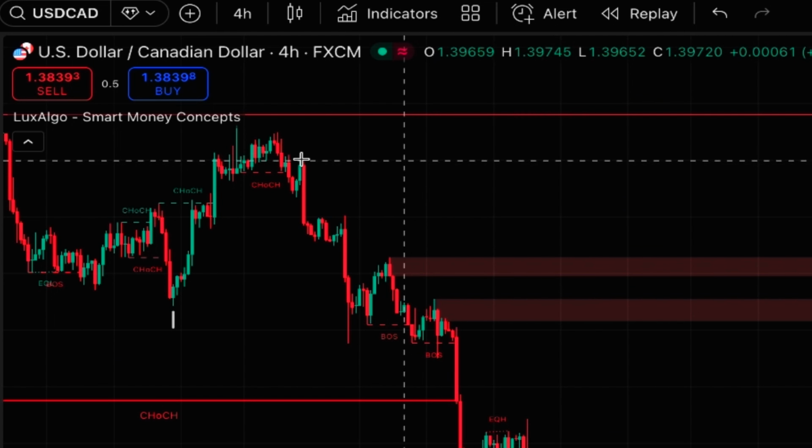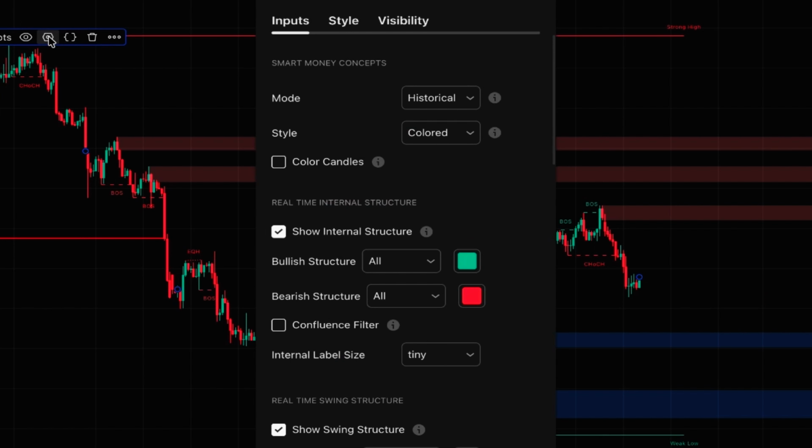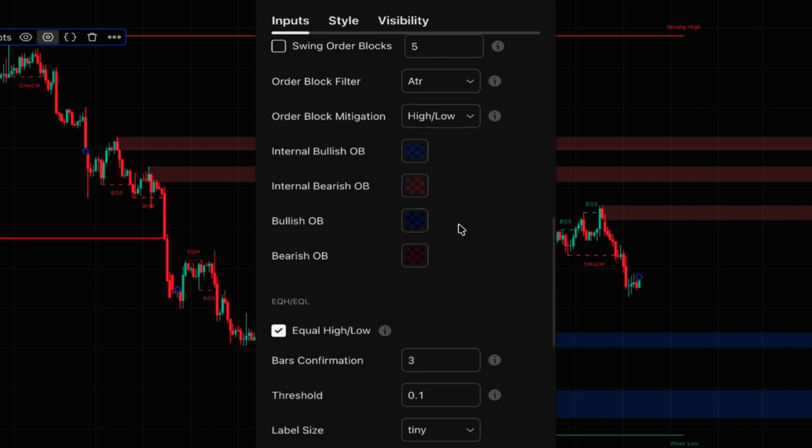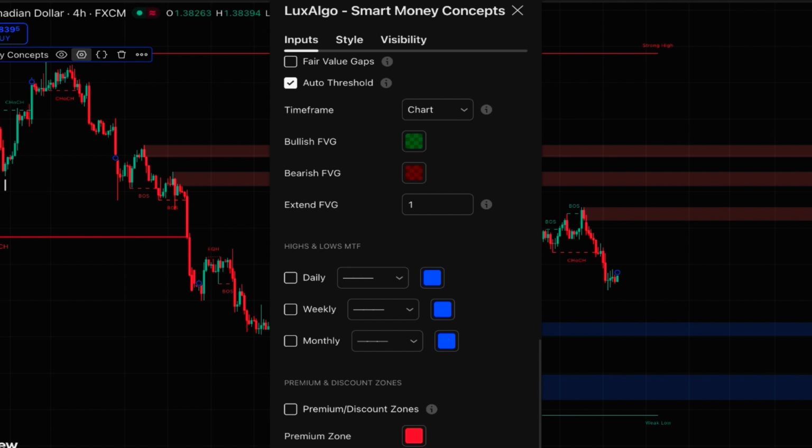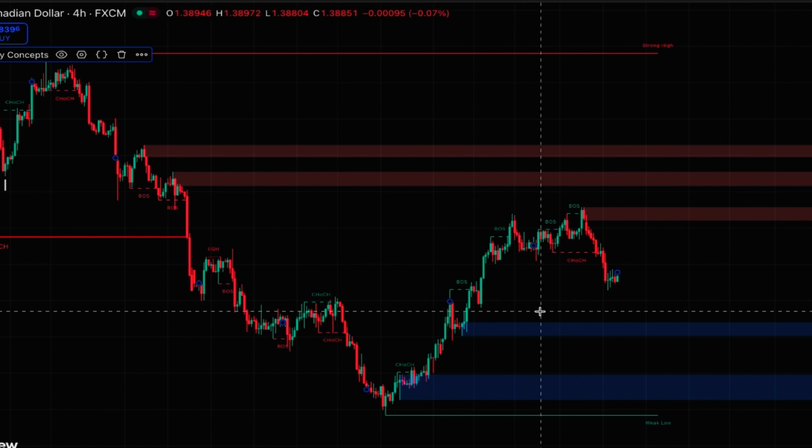This is for the current time frame. But if we go to the settings of the indicator, and if we scroll down here, you can see that we have options for multi-time frame highs and lows. So you can also have high and low from daily time frame, weekly time frame, and monthly time frame. This is useful in your trading strategy if you also need to know about high and low on a higher time frame.